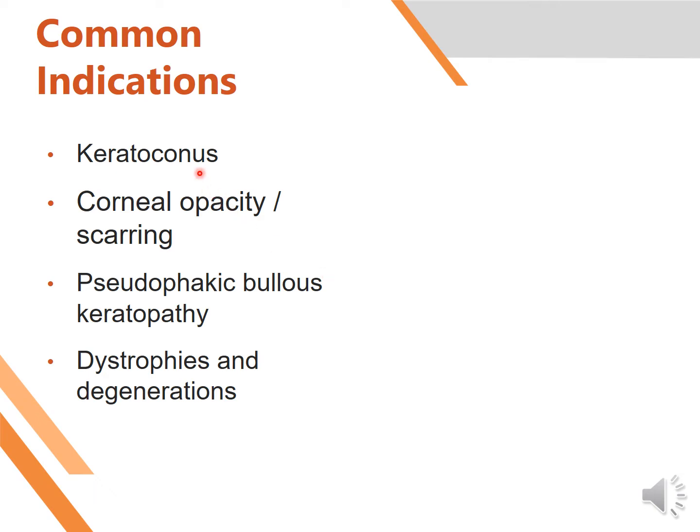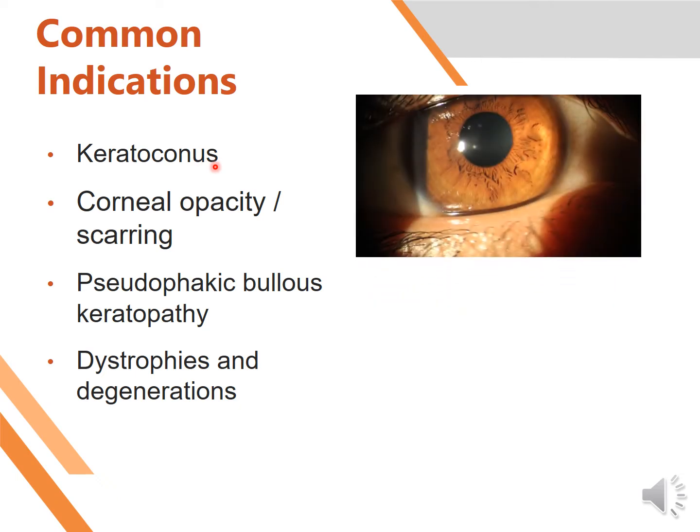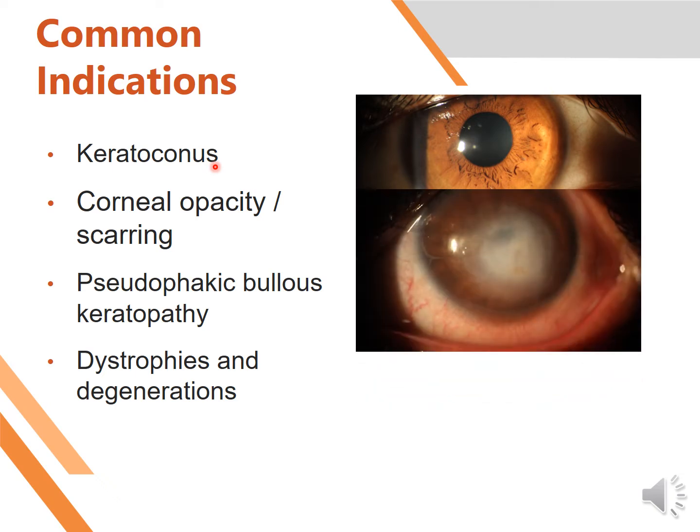The four common indications for keratoplasty are keratoconus, which is protruding of the cornea, which causes a defocused image, so it needs to be replaced with a clear cornea. Second common indication for keratoplasty is corneal opacity, which is most commonly secondary to a corneal infection.